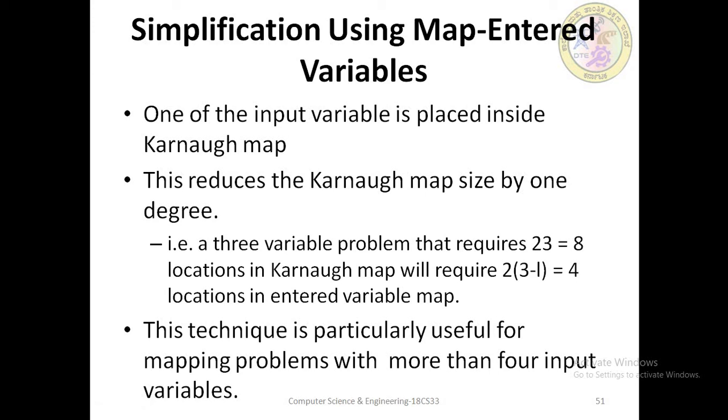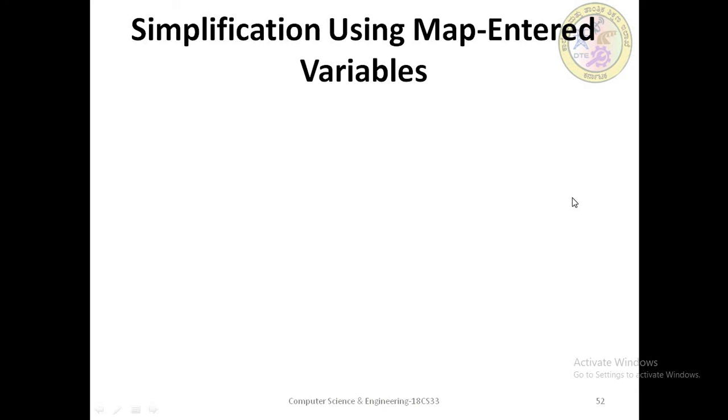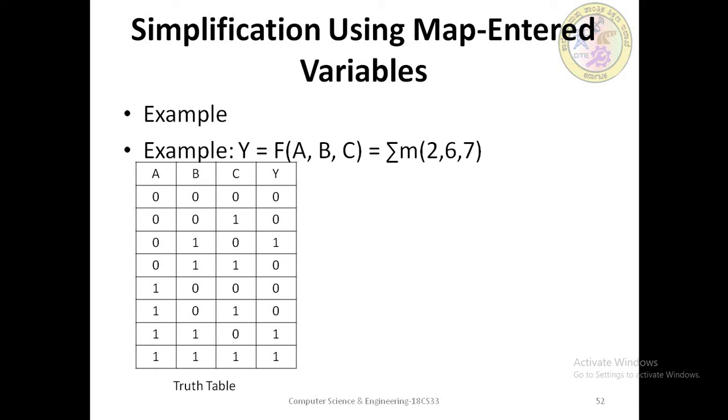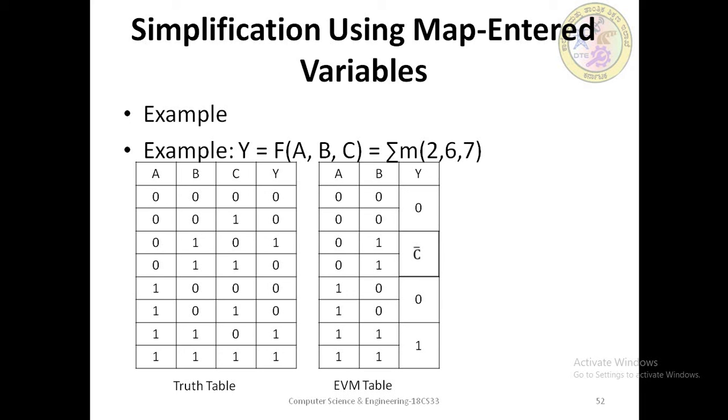Let's assume that till 4 variables we have seen. What happens if we have more than 4 variables? There we will keep one as a common variable, and we will split that K map into two. You will understand now. Let's see an example. This is a 3 variable K map, right?